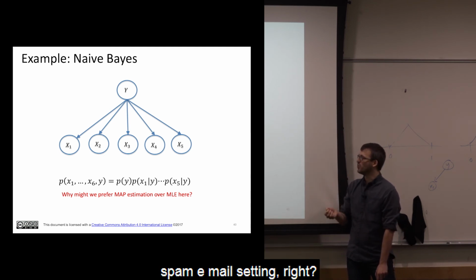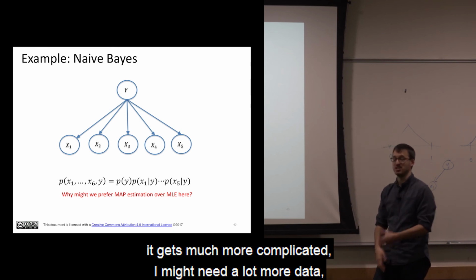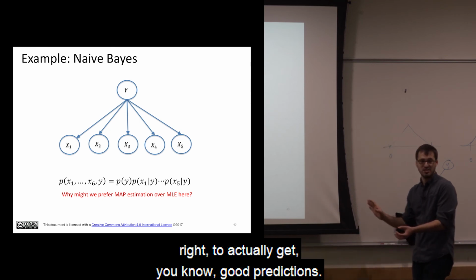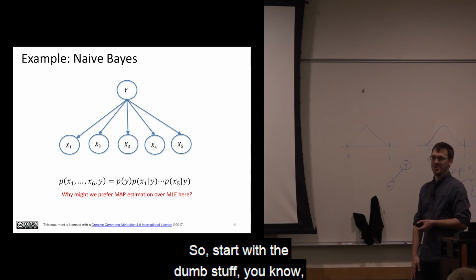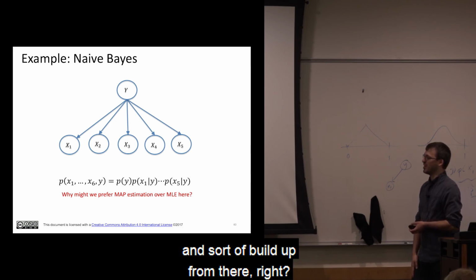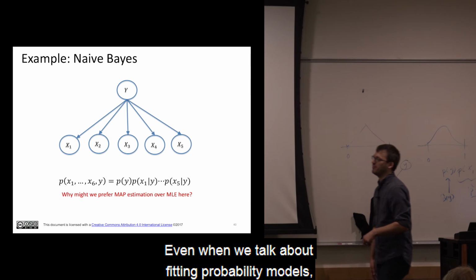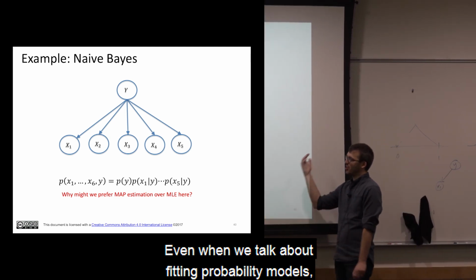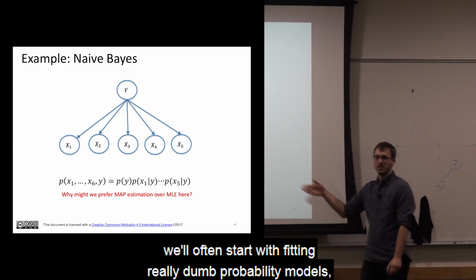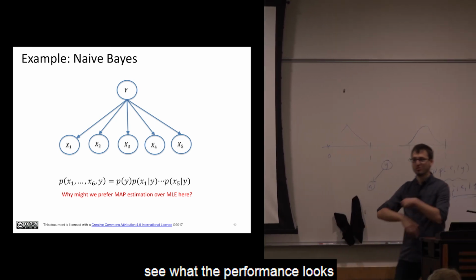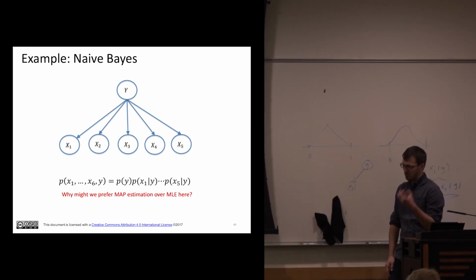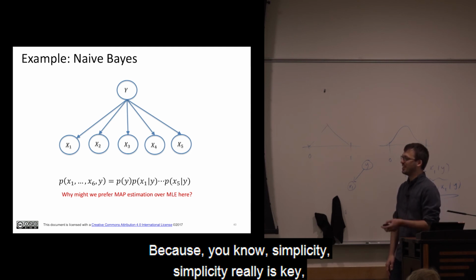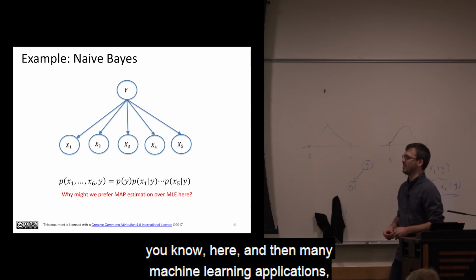Right? If I go to fit a neural network to this, it's much more complicated. I might need a lot more data to actually get good predictions. So start with the dumb stuff, and build up from there. Even when we talk about fitting probability models, we'll often start with really dumb probability models, and see what the performance looks like before we start fitting more complicated things. Because simplicity really is key here and in many machine learning applications.